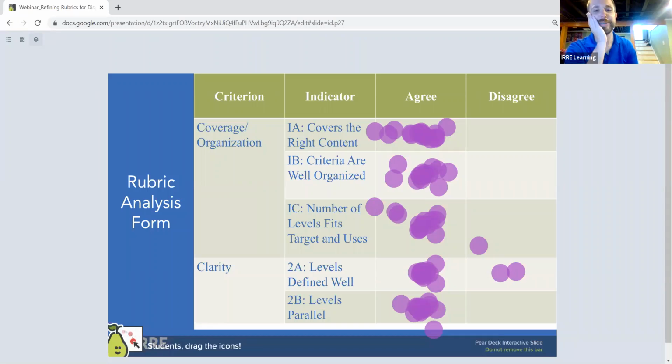Thank you for helping to elaborate on that. I want to hear from a few other folks as well. What are some reasons that we agreed that the rubric met some criteria? Why did we move our dots to agree on indicator 1A, 1B, or 1C?